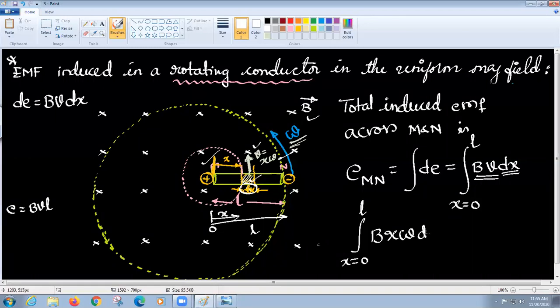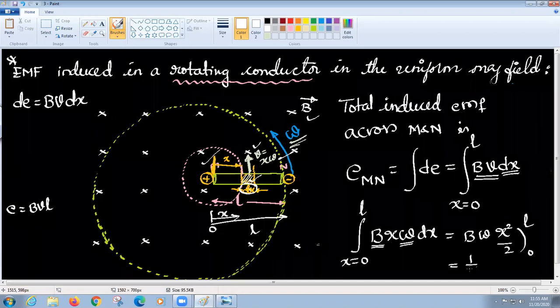So x equal to 0 to L, and v is equal to x omega, you have dx. In the integrand, you have these two as constants, so let me remove them from the integrand. B omega came out. You have x dx. So integration of x dx is what? x squared by 2, and this is from 0 to L. So you get half B omega L square.